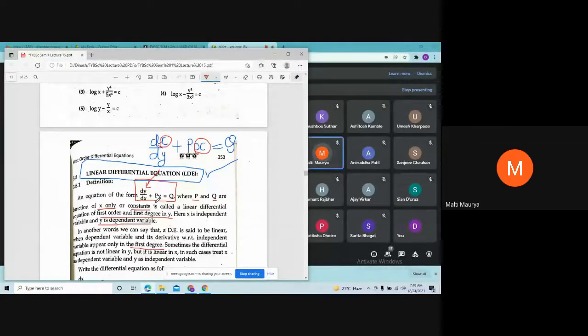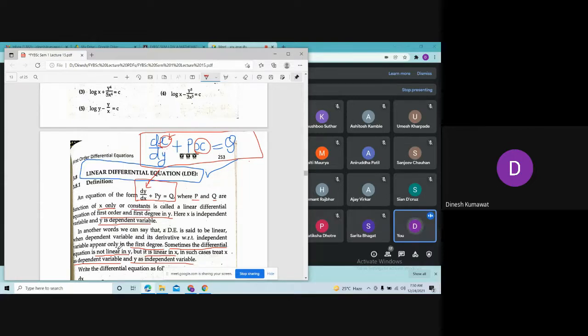Yes, sir. Okay. Now sometimes the differential equation is not linear in y. This is the important point. Sometimes the differential equation is not linear in y, but it is linear in x. In such cases, treat x as the dependent variable and y as the independent variable. So here we are treating x as the dependent variable and y as the independent variable.